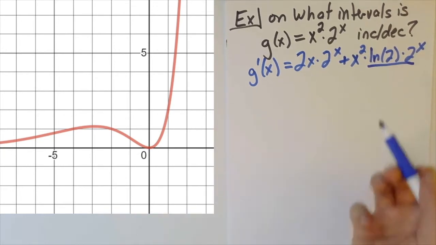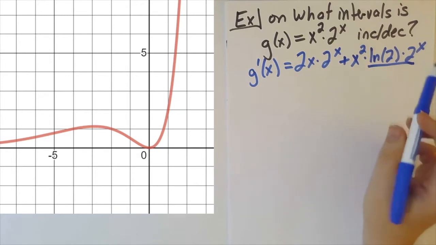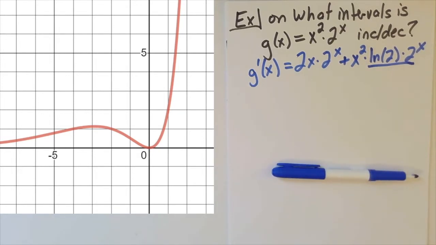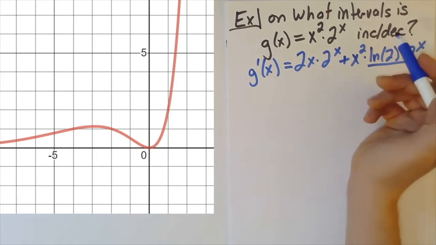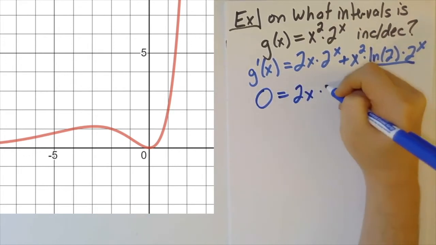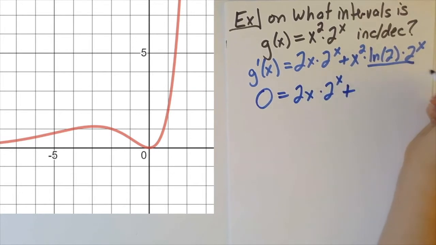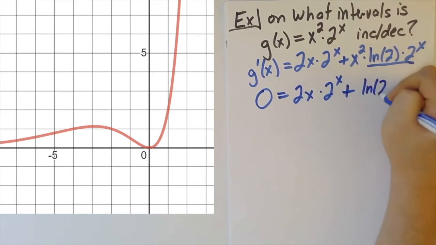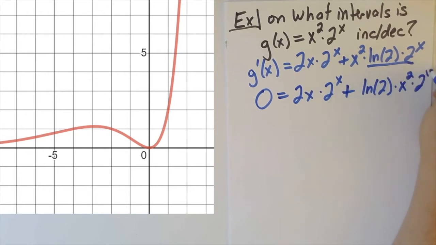So we want to know what the critical numbers are, and you might look at the graph and try and guess beforehand where the critical numbers are. And so one of them appears to be at 0, and one of them appears to be at 3, just looking at the graph. Okay, again, those are the places where the tangent line is horizontal. Okay. But let's try and do this. So I'm going to set 0 equals 2x times 2 to the x plus natural log of 2 times x squared times 2 to the x. Okay, how am I going to solve this?